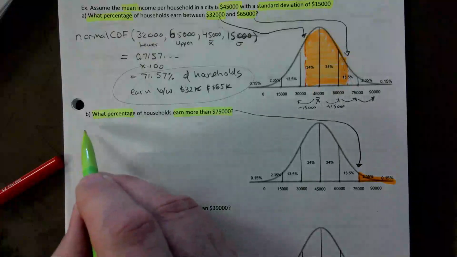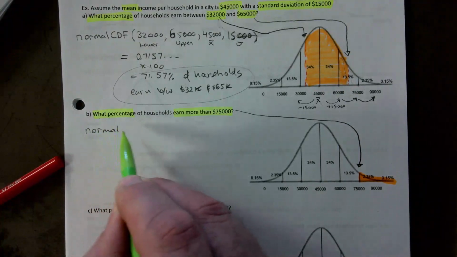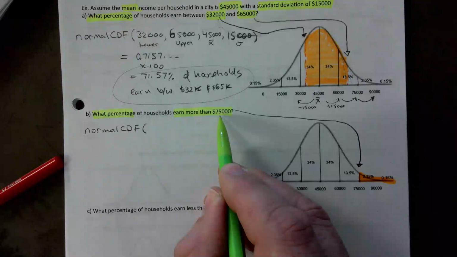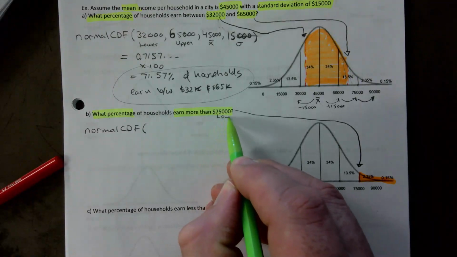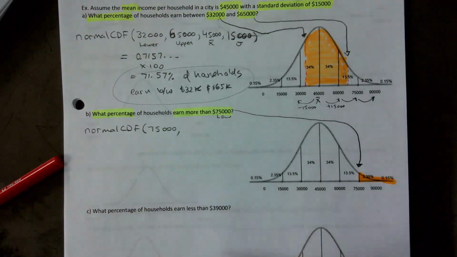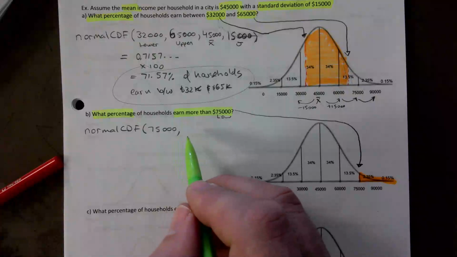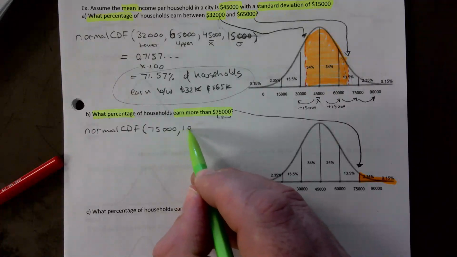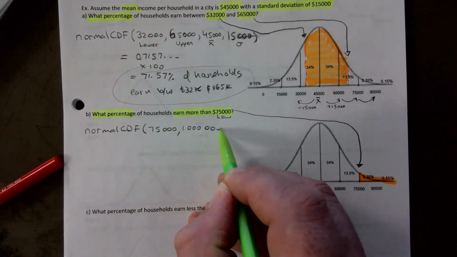Okay, so this is how you go about it. Normal CDF. This is a low limit, folks. This is a low limit. So I want 75,000. And if I had an infinity button, I would press it right about now. But this calculator doesn't have an infinity button. Okay? So you just put in a really big number. So if it's 75,000, you could put down 1,000,000 or something. As many zeros as you feel like it. Okay? I'm going to put 1,000,000 down.